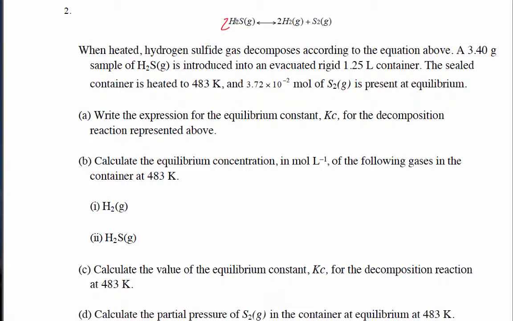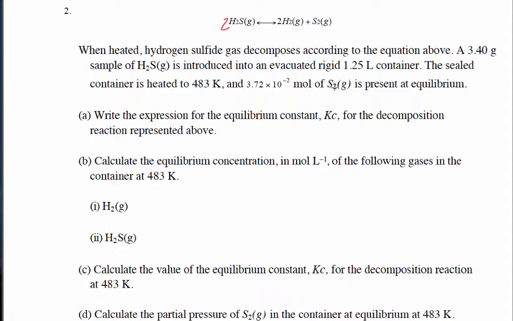Now, a 3.40 gram sample is introduced into an evacuated rigid 1.25 liter container, meaning there was nothing else in there except the 3.40 grams of hydrogen sulfide. The sealed container is then heated to 483 Kelvin and 3.72 times 10 to the negative 2 moles of sulfur are present at equilibrium.